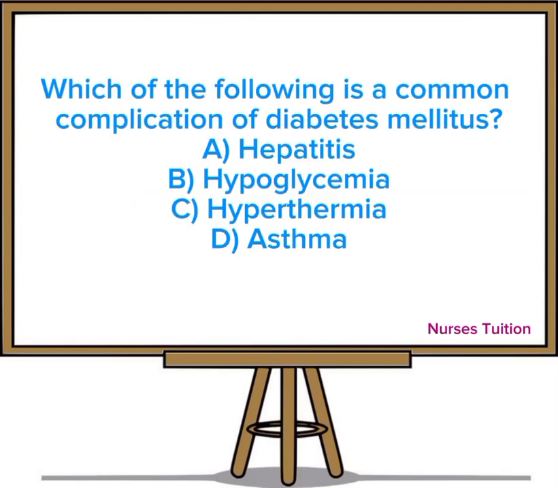Which of the following is a common complication of diabetes mellitus? A. Hepatitis. B. Hypoglycemia. C. Hyperthermia. D. Asthma.